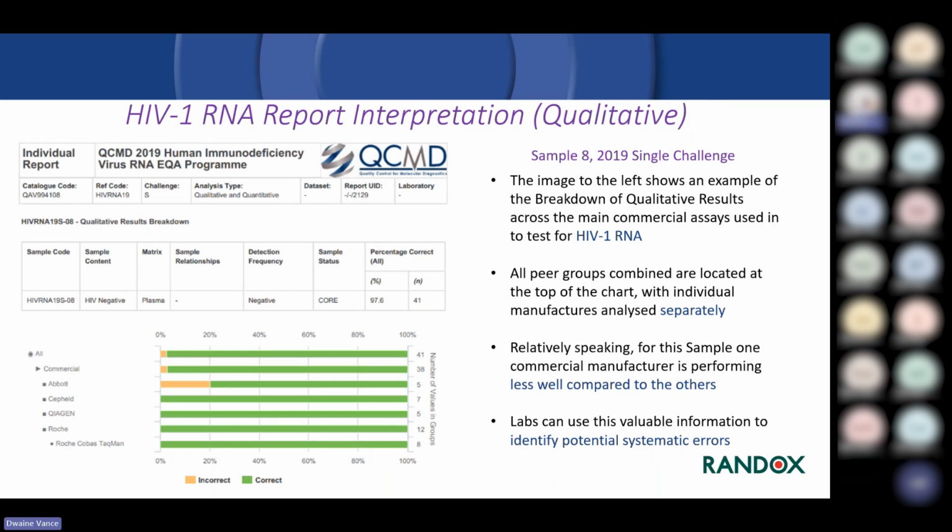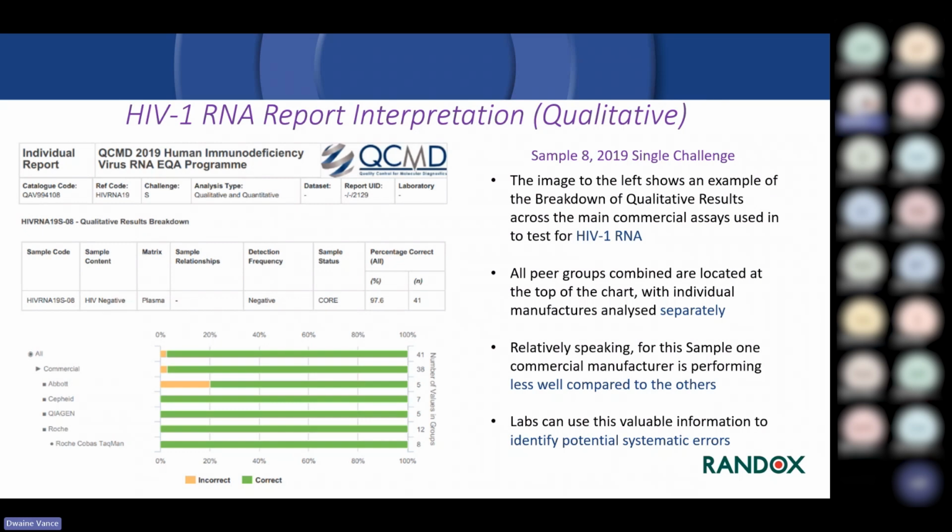The HIV report is qualitative and quantitative, so it will provide you a qualitative chart for each sample as well as a quantitative chart for each sample, either using copies per mil or international units per mil, depending on which unit was submitted in the dataset. So the image to the left shows an example of the breakdown of qualitative results across the main commercial assays used to test for HIV-1 RNA.